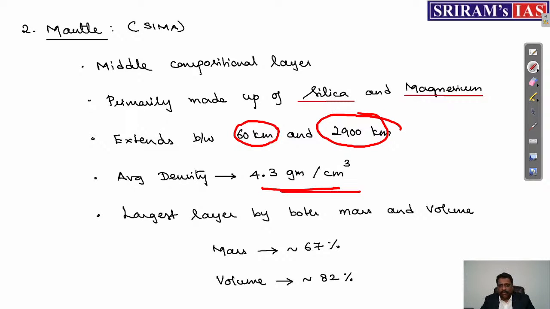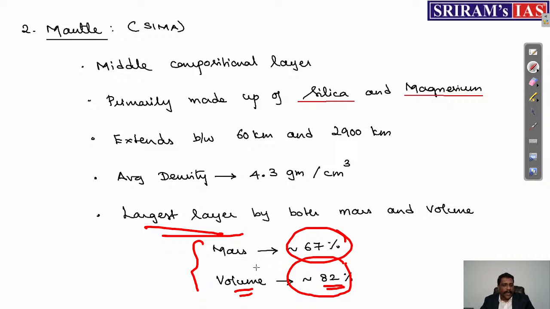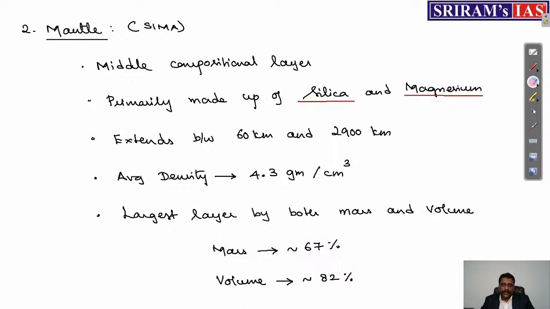Average density is somewhere around 4.3 grams per centimeter cube. And what is very important, my dear friends, though mantle is not the thickest layer, it is the largest layer, both by mass and volume. 82% of Earth's volume is occupied by mantle, and somewhere around 67% of mass. Okay. So either you calculate in terms of mass or in terms of volume, right? Mantle occupies the largest position in the Earth, right?